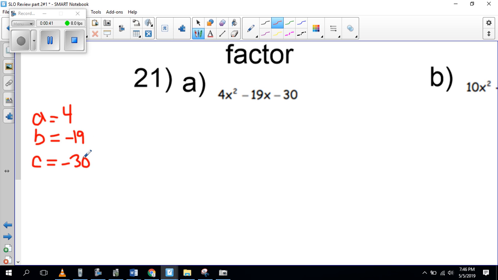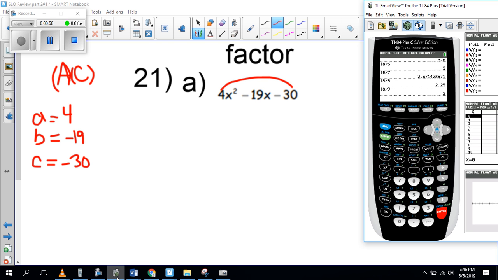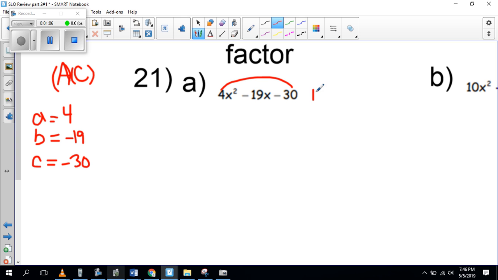Okay, for these, I'm just going to automatically tell you so you'll know what to do. We're going to use what we call, y'all remember, the AC method. That basically says multiply your A times your C. So we're going to do 4 times 30. And I really don't care about the signs of them right now. We're just going to do a typical 120. So this is our new C. This is what we got to factor.